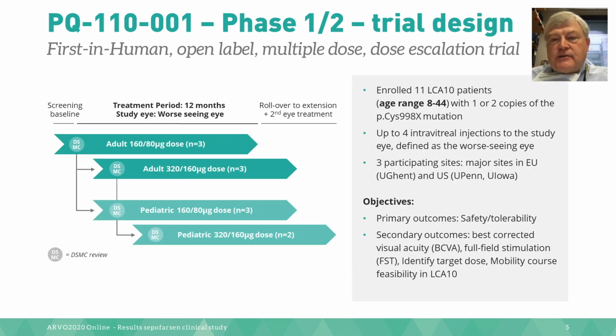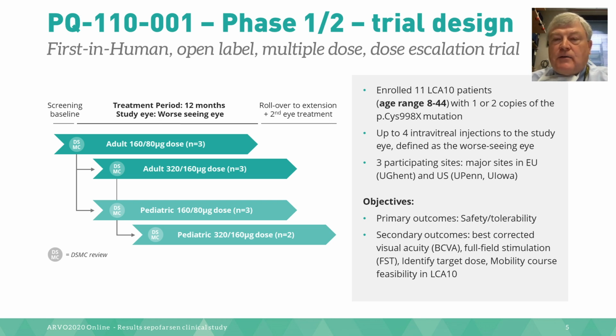In this study, inclusion criteria were subjects with LCA10, ages 6 years or older, although the youngest recruited patient was 8 years old. The first cohort enrolled were 3 adults treated with vitreous injection of a loading dose of 160 micrograms in the worst eye, followed by maintenance dosing of 80 micrograms every 3 months. After safety assessment, 3 pediatric patients were enrolled at that dose.